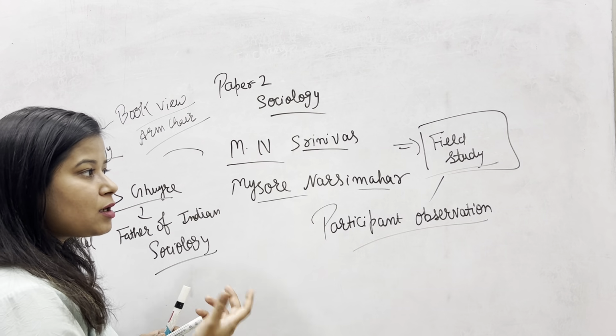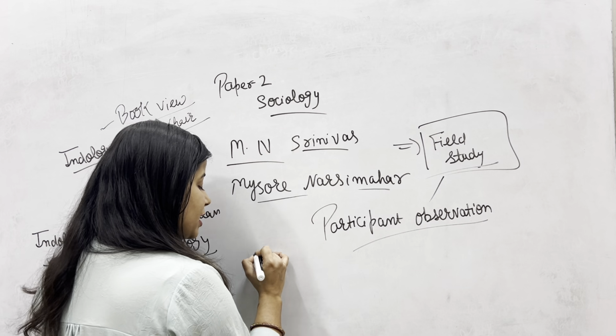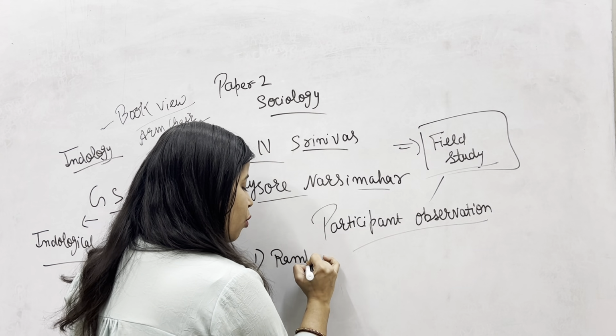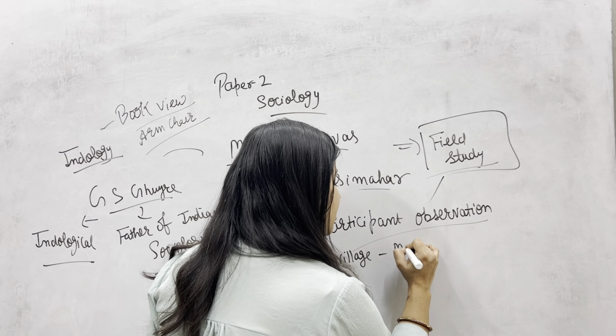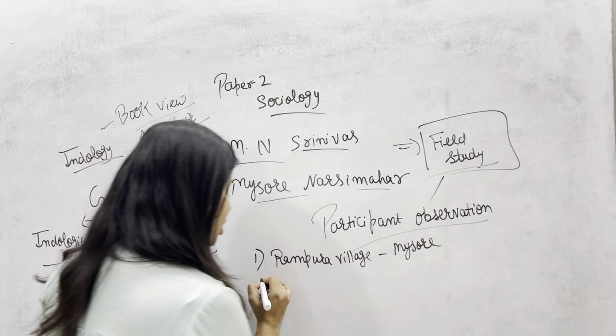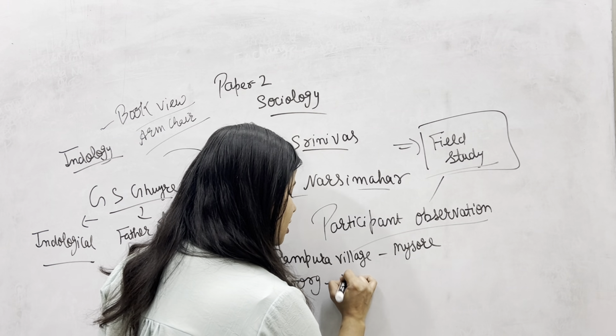So what are the areas of his field study? Firstly, he studied two places. He majorly studied two societies: Rampura village of Mysore and Kurg, that is in Karnataka.